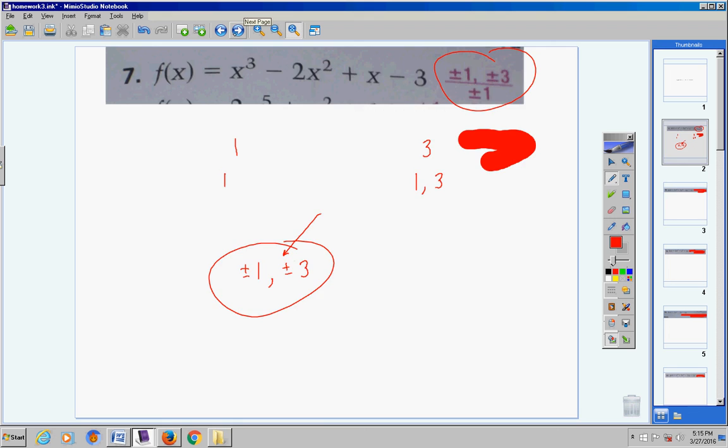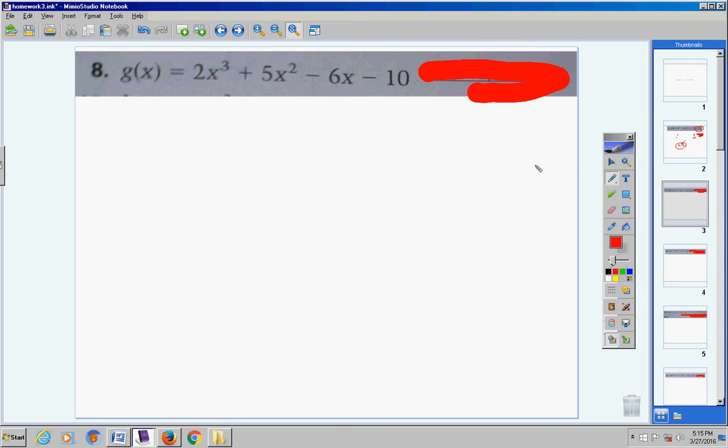Number 8. Alright, here we go. Step 1. Make sure it's written in standard form, and it is. Next step, write down your lead coefficient and your constant term. We're not worried about the signs. List out all the factors of 2. Well, that would be 1 and 2. All the factors of 10. Well, 1 times 10 and 2 times 5.